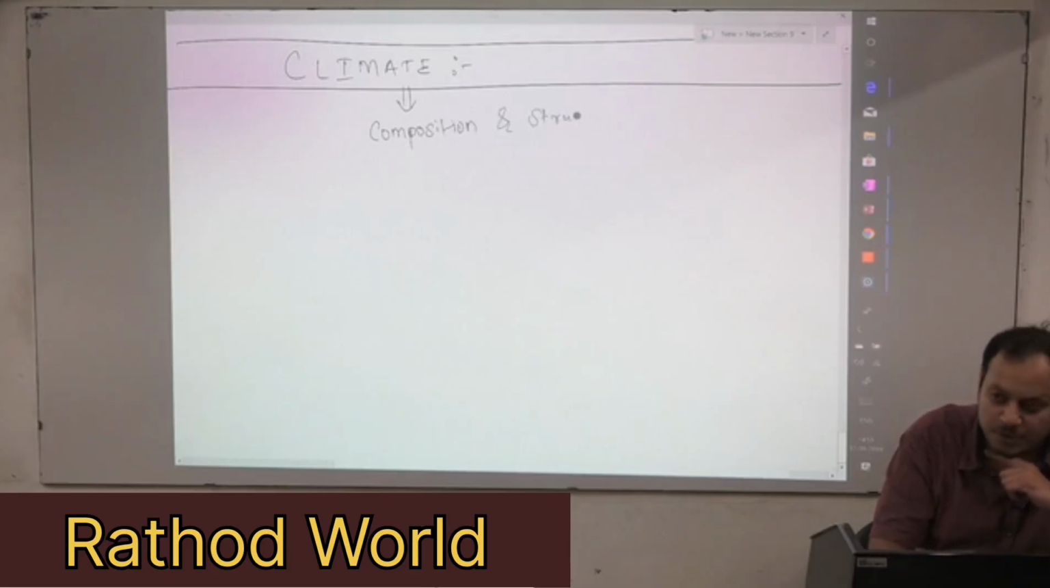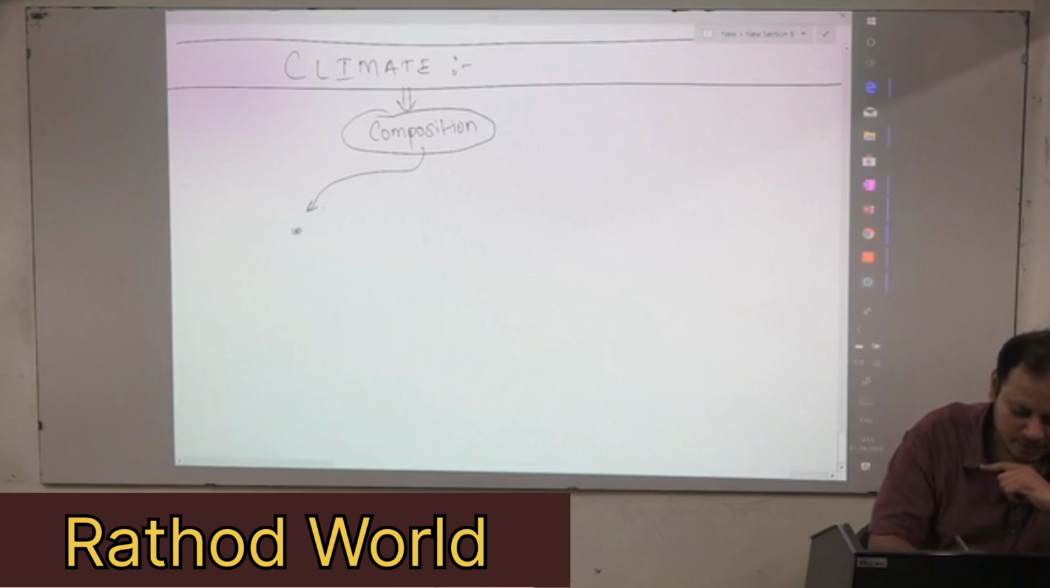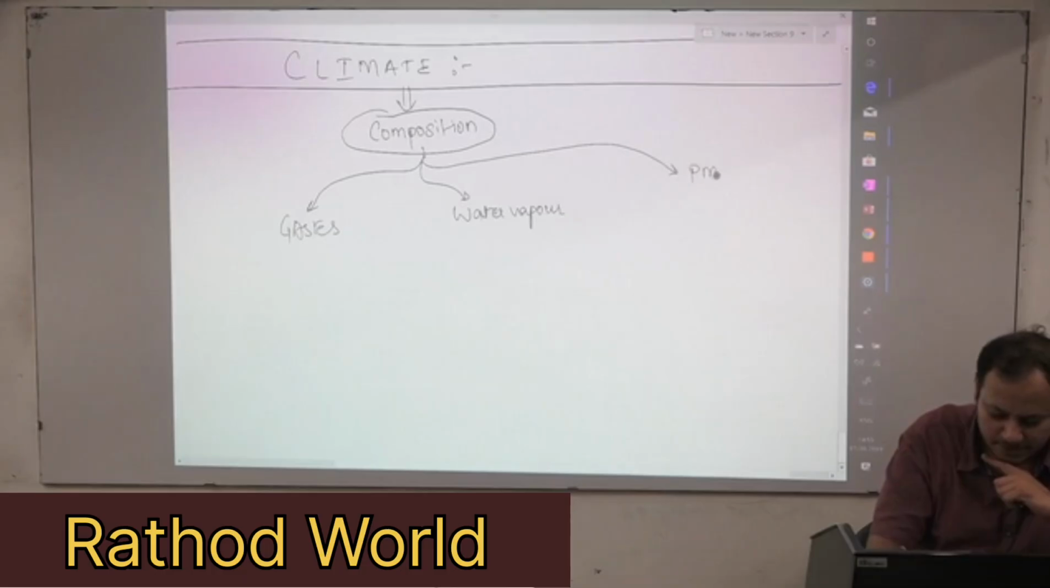So, when we look at the composition of the atmosphere, you already know it is the gases, after that water vapor and the particulate matter, that is particulate matter 2.5 or what are known as the atmospheric dust particles, which are suspended in the air. Because they are suspended in the air, they are known as aerosols.